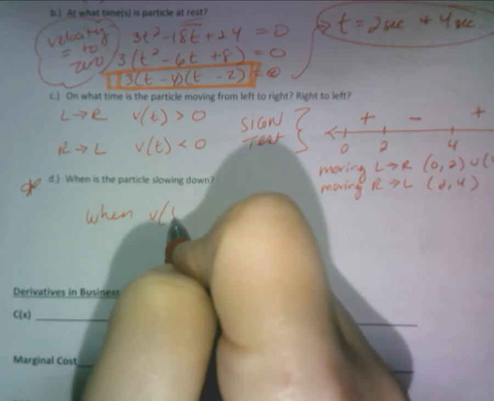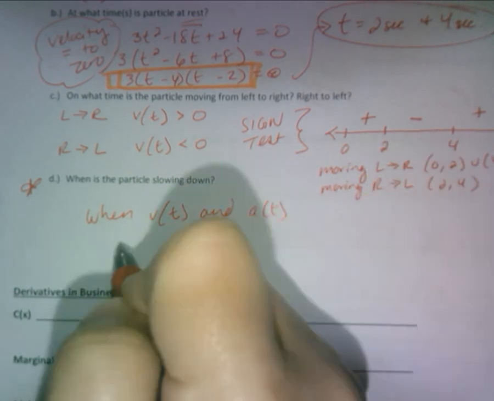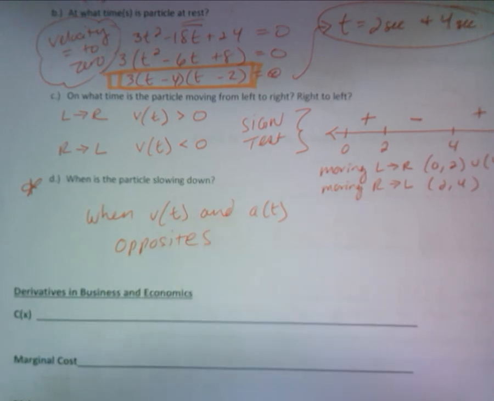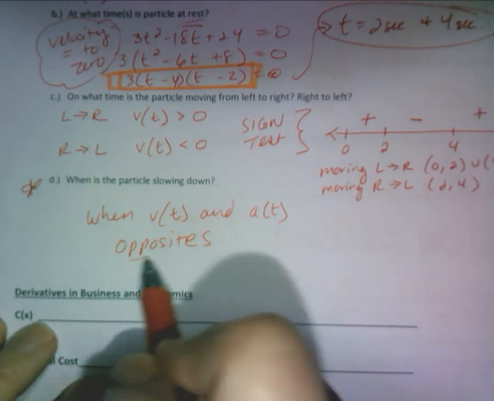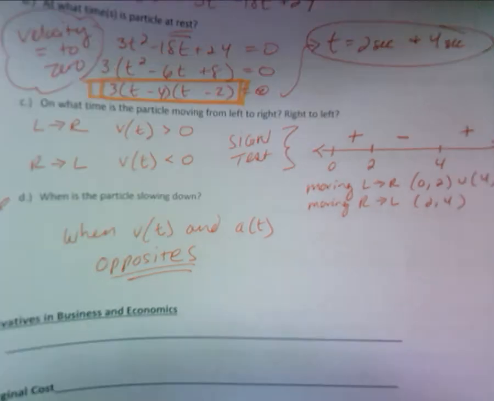When your velocity and your acceleration are opposites, that's when this slows down. I'm going to do this example when we hit chapter 4. I think it makes more sense in chapter 4. You don't need to do it now. But write that down. When your velocity and acceleration are opposites, you are slowing down. Does that make sense? Positive velocity and negative acceleration would be opposite and slow you down.